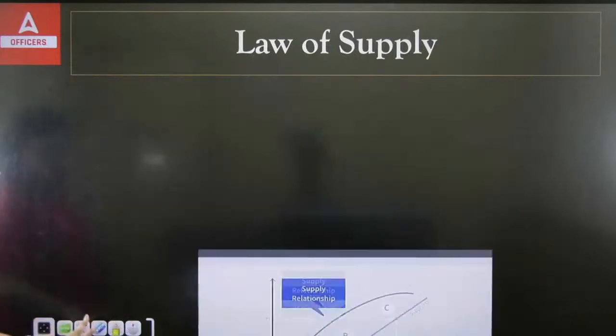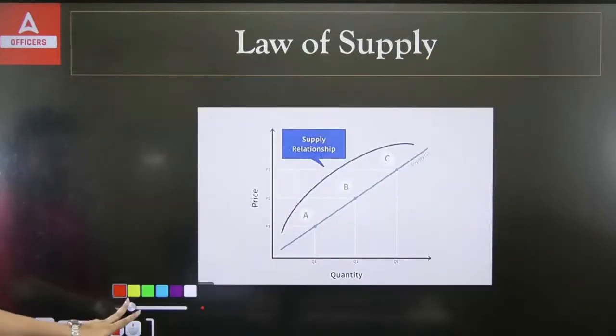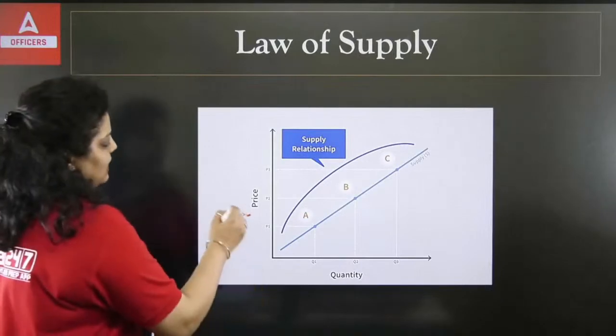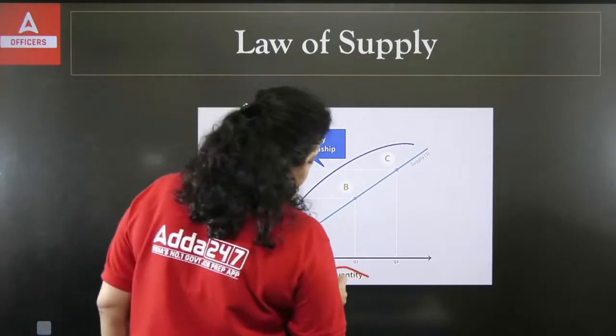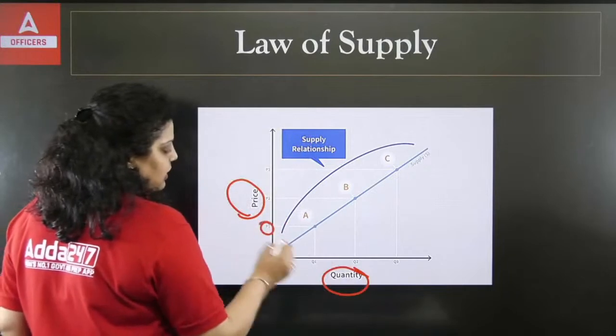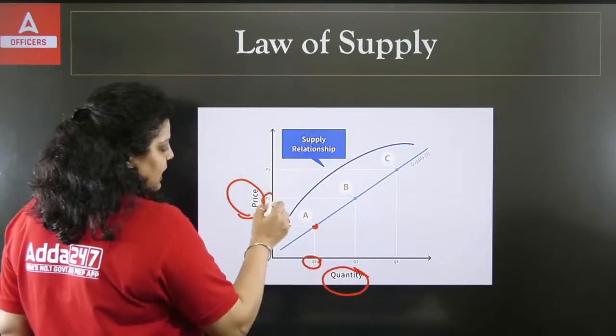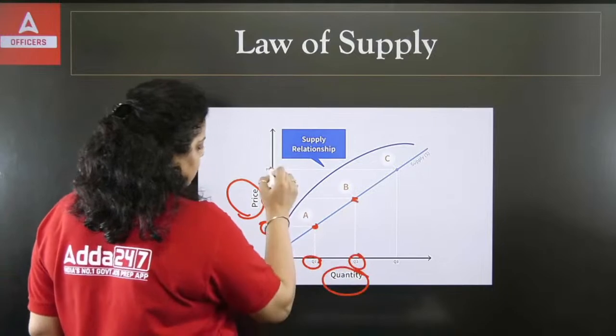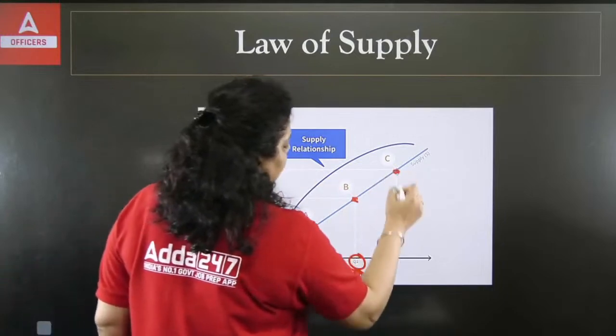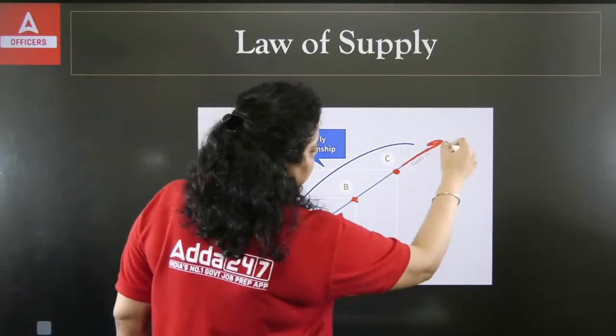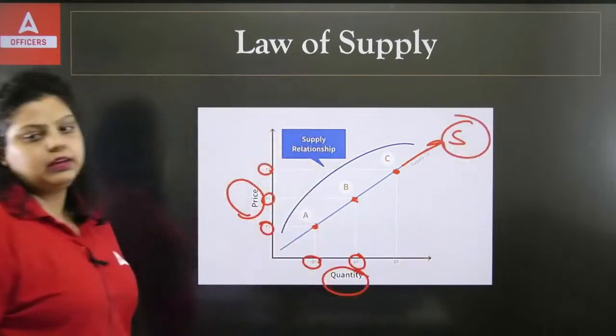Now this is the graph properly, you can see here. This is the price and this is the quantity. You can see price 1, quantity 1 is there. Price 2, you can see quantity 2 is there. Price 3, you can see quantity 3 is there. And this is the supply curve.